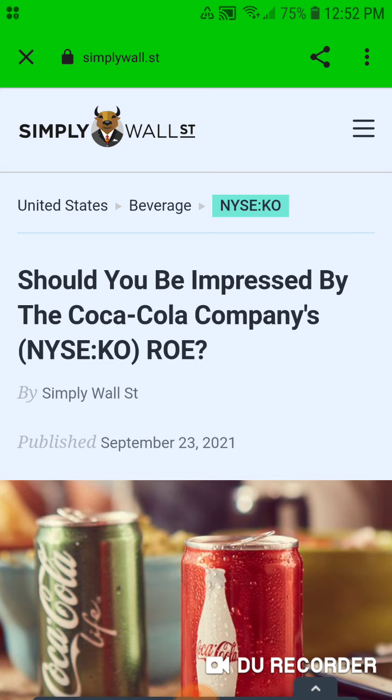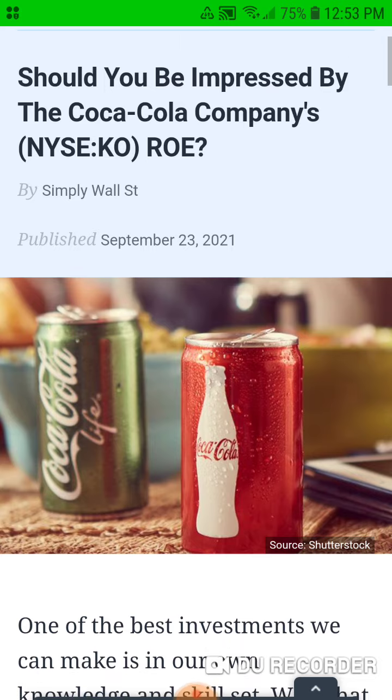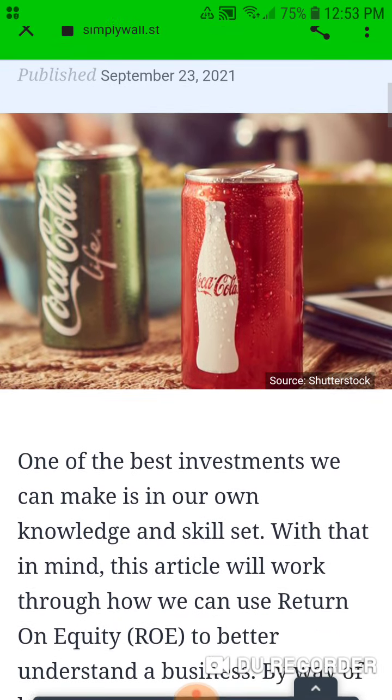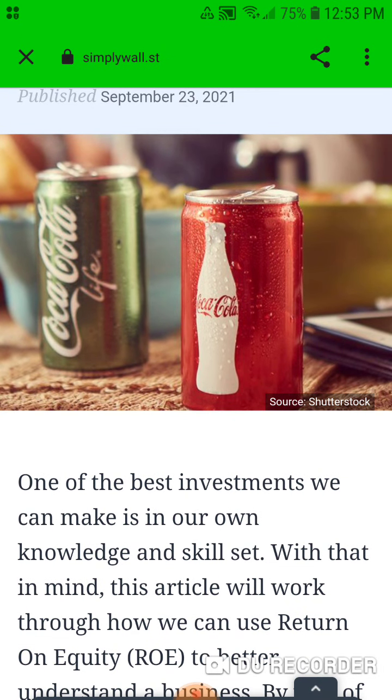So today we are looking at Coca Cola's return on equity and whether or not we should be impressed by it compared to industry averages. If you don't know what Coca Cola is, which I'm assuming you do, it's a worldwide brand, but it is the leading soda producer, manufacturer, and distributor in America and in the world.